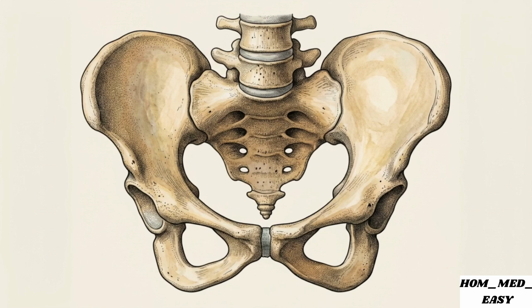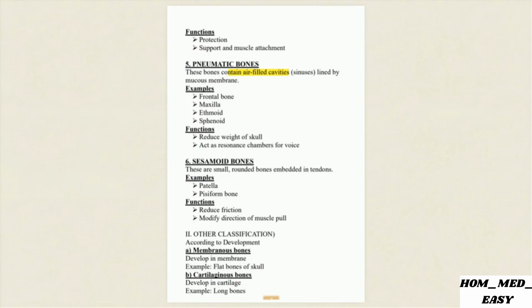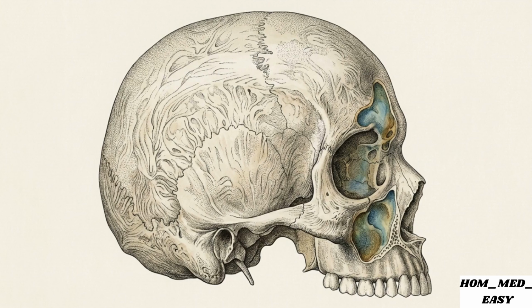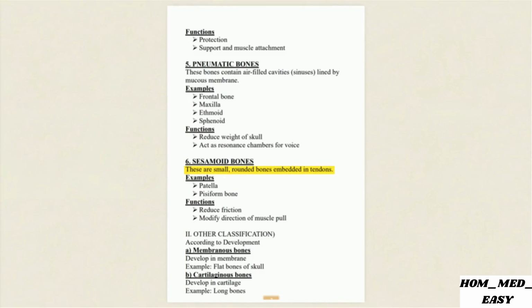standard leverage geometry. Pneumatic bones are defined by their internal air-filled cavities. These cavities are known as sinuses and are lined by mucous membranes. Located in the skull, like the frontal bone and maxilla, these cavities reduce cranium mass and serve as resonance chambers for the voice.